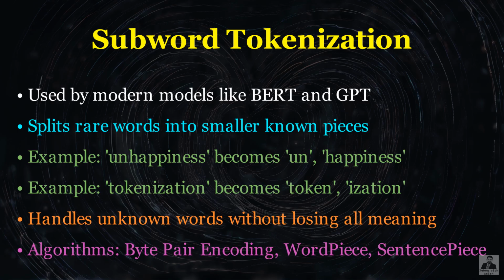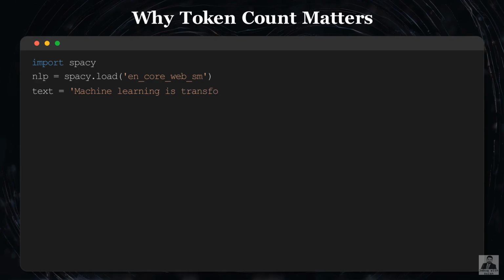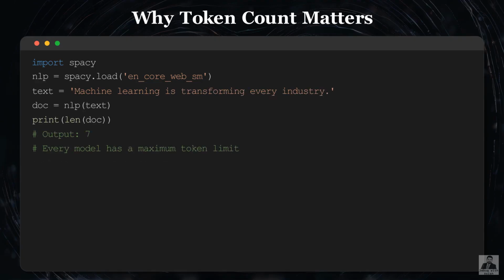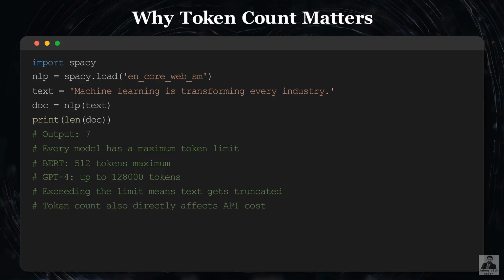The most common algorithms for this are byte pair encoding, WordPiece used by BERT, and SentencePiece used by many multilingual models. Every language model has a maximum number of tokens it can process at once. BERT has a limit of 512 tokens. GPT-4 supports up to 128,000 tokens. If your input exceeds the limit, the text gets cut off and the model loses context. Token count also directly affects the cost when using paid APIs, since most providers charge per token. Understanding how your tokenizer splits text helps you estimate costs and avoid unexpected truncation.